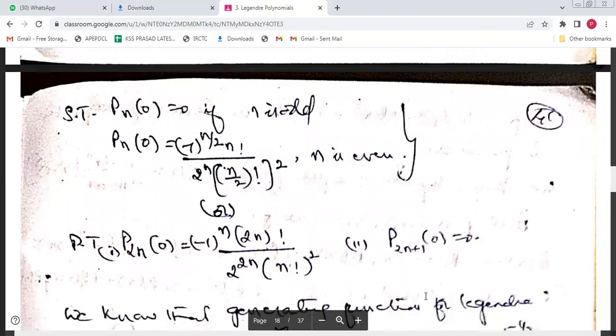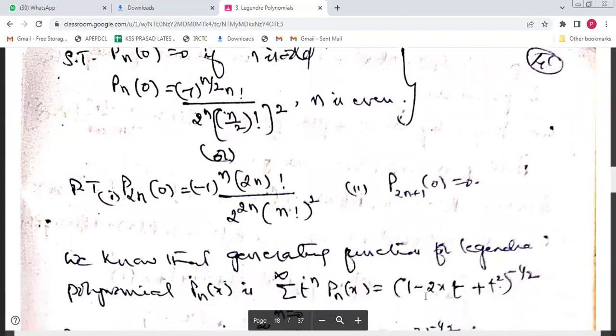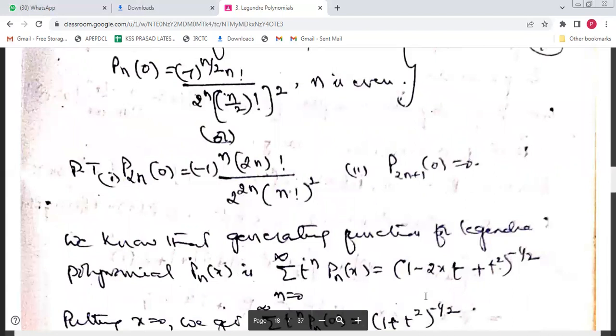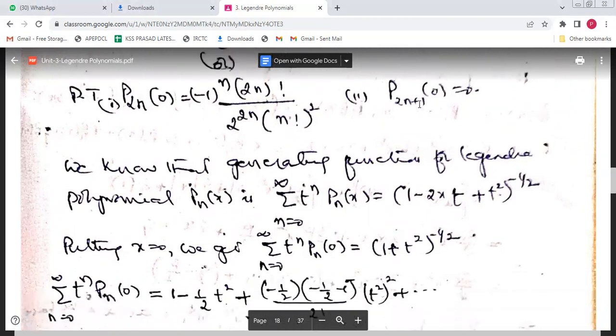Okay. So we know that the generating function of the Legendre polynomial is summation t power n Pn of x equal to (1 - 2xt + t²) whole to the power of minus half. Now putting x is equal to 0, we get summation t power n Pn at 0, so that becomes (1 + t²) whole to the power of minus half. So summation t power n Pn at 0 equal to, now what is the expansion of that?